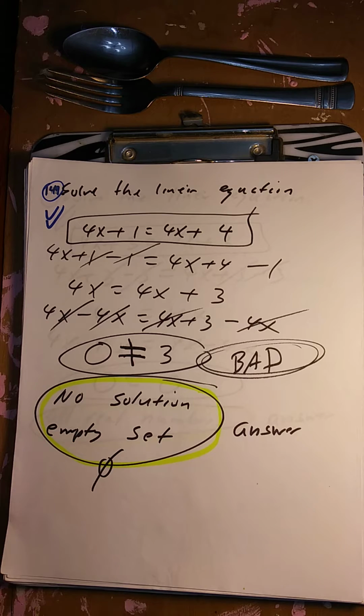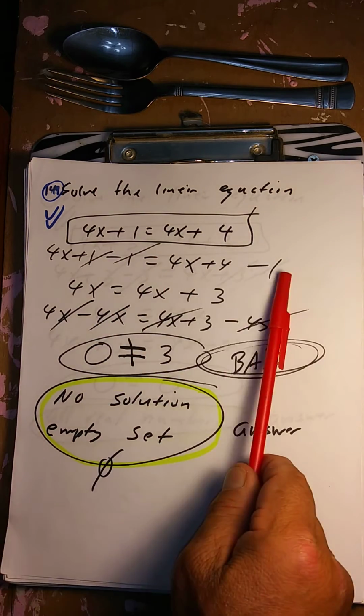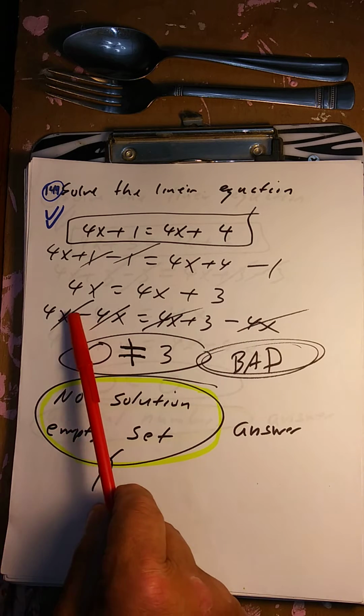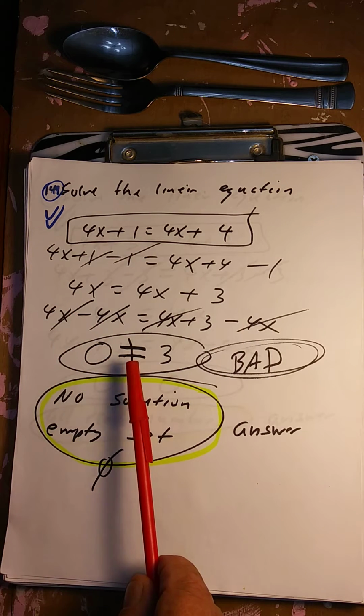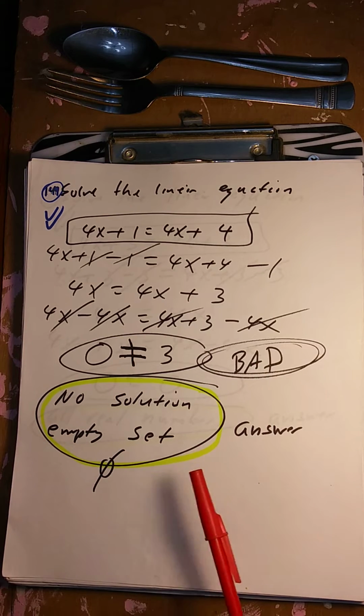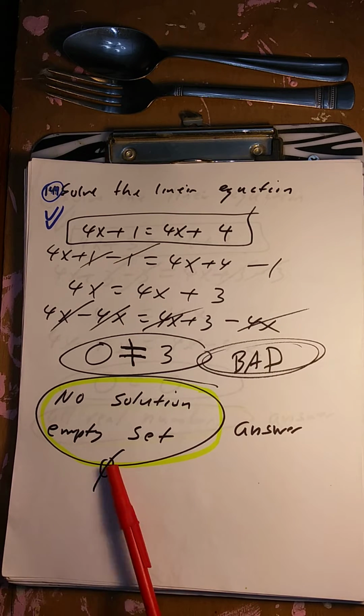Solve the linear equation. Subtract 1. We have 4x equals 4x plus 3. Minus 4x both sides. So we're going to have 0. It's not equal to 3. 0 is not equal to 3. Bad. No solution. Empty set. No matter what you try, nothing's going to work for this. Okay. Empty set.